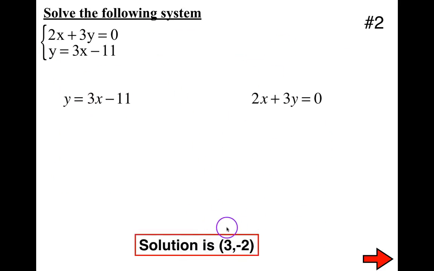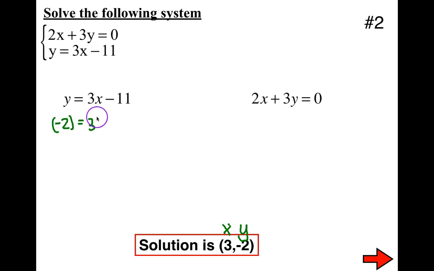So now, quick reminder, you want to take the chance to quickly label that this is my x value, which is 3, and this is my y value, which is negative 2. Now we can substitute it into both equations and make sure they work for both. y is negative 2.